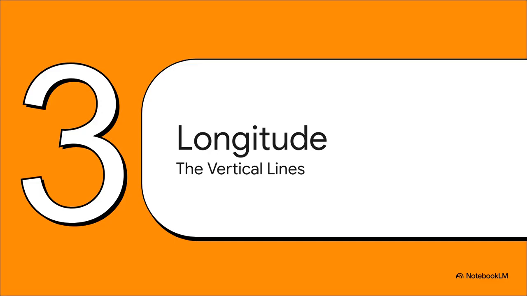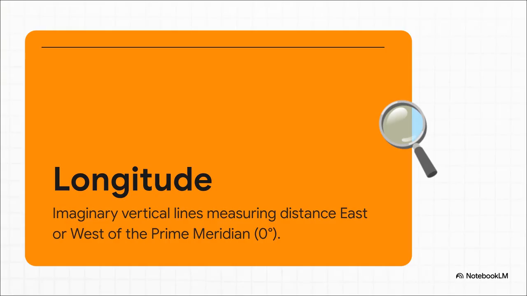Okay, so latitude tells us how far north or south we are, but that's only half the address. To really pinpoint a spot, we need the other half of our grid, those long, vertical lines that stretch from the North Pole all the way to the South Pole, and this is longitude. And just like latitude has the equator, longitude also has a 0 degree starting line. It's called the prime meridian, and every single line of longitude is all about measuring how far east or how far west a location is from this one specific line.